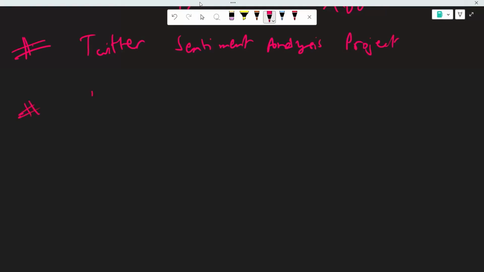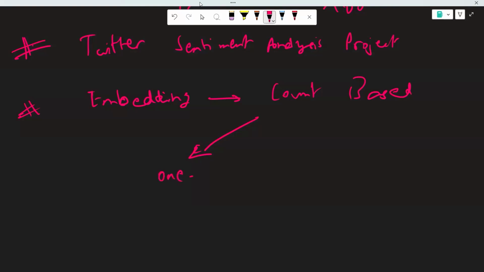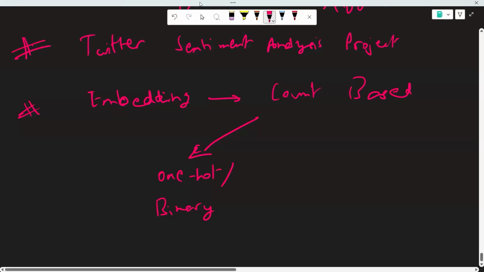Conceptual wise, we have been focusing on embeddings since the previous couple of classes. In embeddings also, we are specifically focusing on count-based embeddings right now. In count-based, we have multiple ways to embed, and we have discussed the multiple approaches, right? If you remember, we discussed a normal one-hot encoder, a binary vectorizer, one hot, or call it binary.